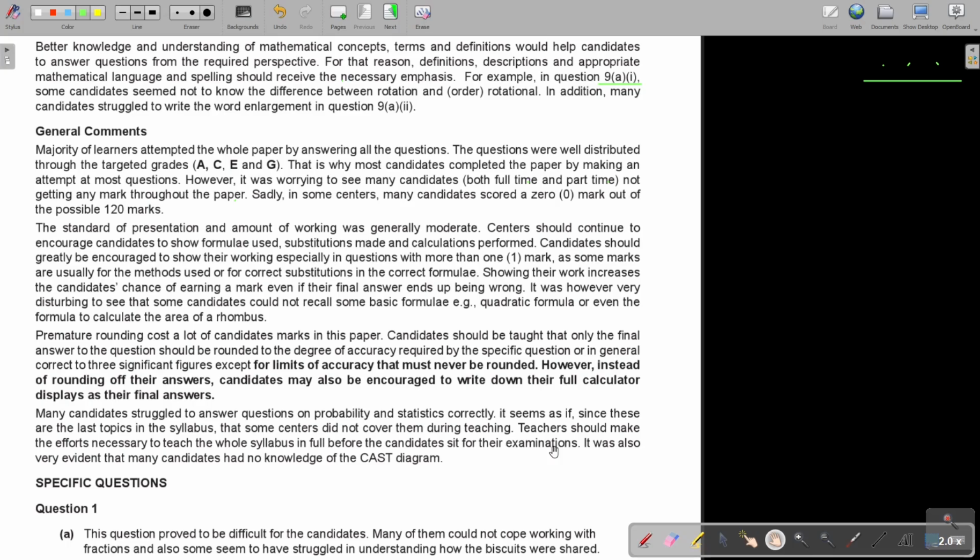It was also very evident that many candidates did not have knowledge of the scatter diagram. Okay, but let's first go back to the question paper, and then as soon as we have done a question, we will come and see what they are telling us about that specific question.